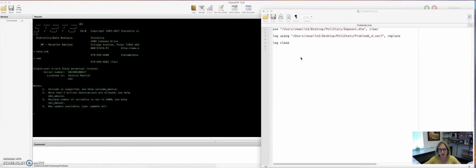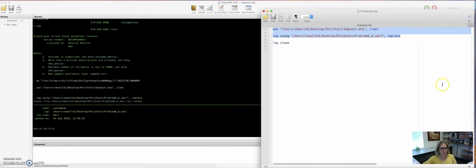I've already typed the content in the do file that tells Stata to open the impeached dataset, save the do file, and save a log file. So I'm going to go ahead and run the first two lines. It would be useful to have the book in front of you, question 6.4 in the book. Go ahead and pause this video and grab your book if you don't have that already in front of you.